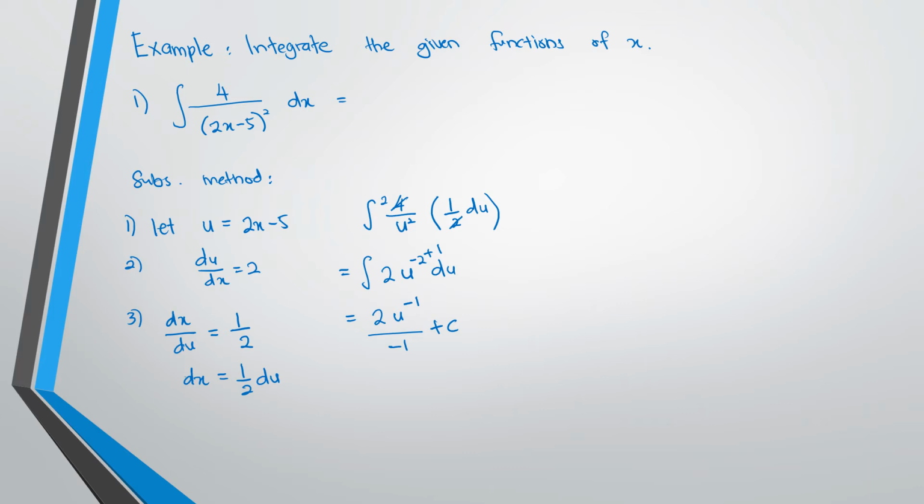So final answer. Since the question says integrate the given function of x, and you got the answer in the form of u, you have to change back in the form of x. First simplify 2 divided by -1, you get -2. u to the power of -1 means u is in the denominator. So you substitute back 2x - 5, plus c. So this is substitution method. Next, formula method.